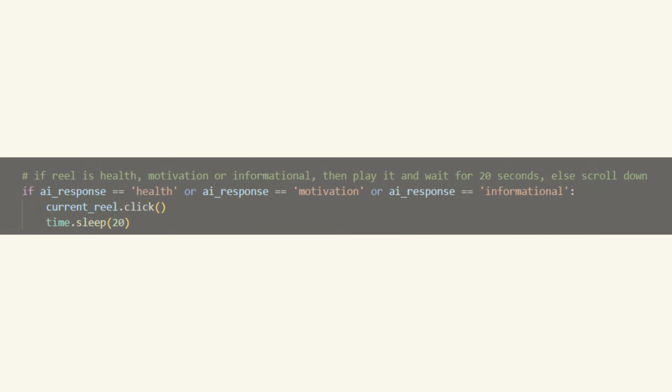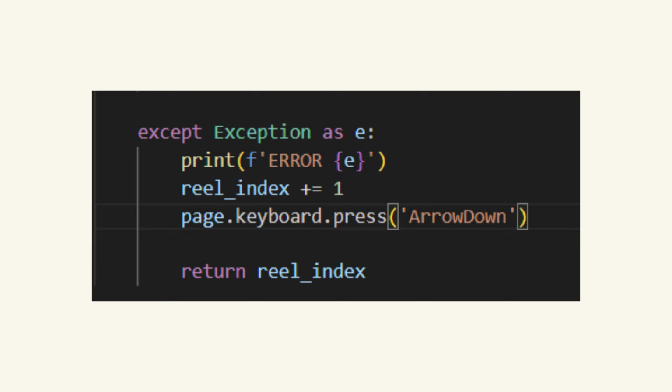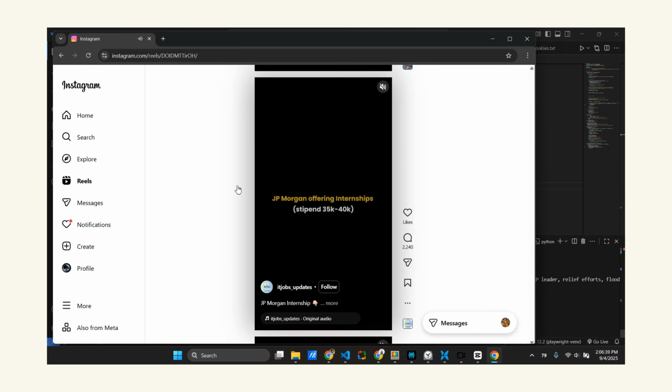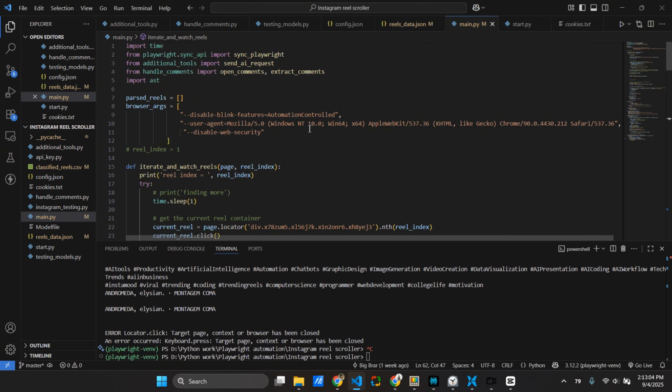In my case, I just used categories like informational, motivational, and health. I told the AI that if the reel is informational, motivational, or health content, then keep watching it for like 20 to 30 seconds. And if it's some other category, like entertainment or a meme, then don't watch it, just scroll down. I kept it running for around 2 days, and surprise, surprise, my feed actually changed. Like, seriously. So, yeah, that was my little project.